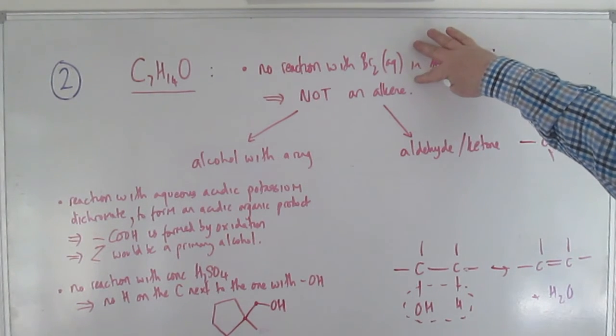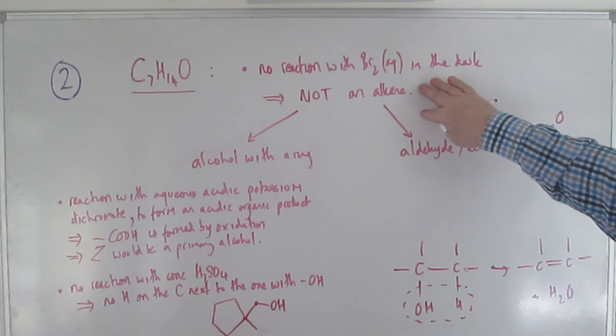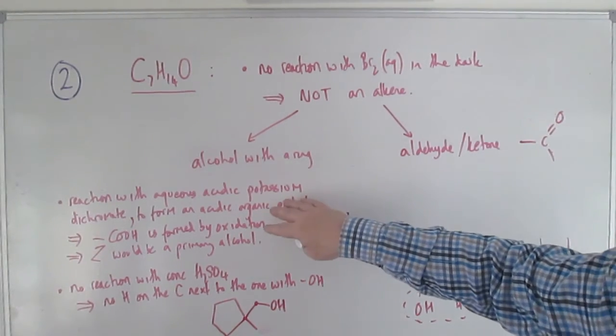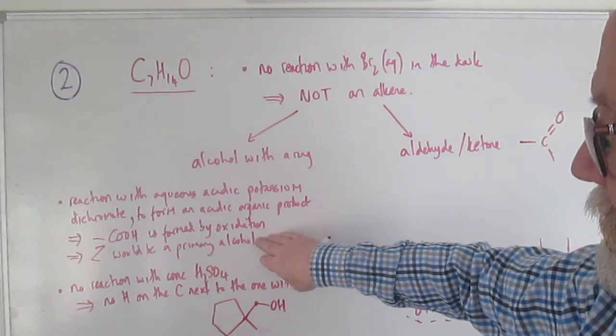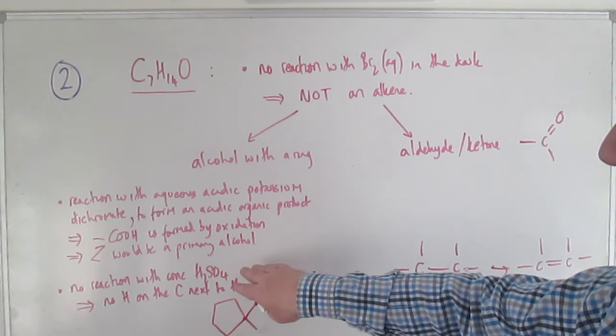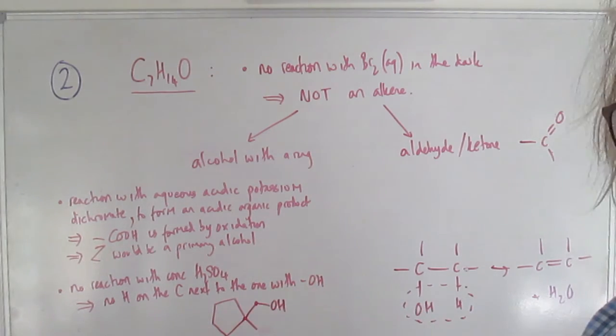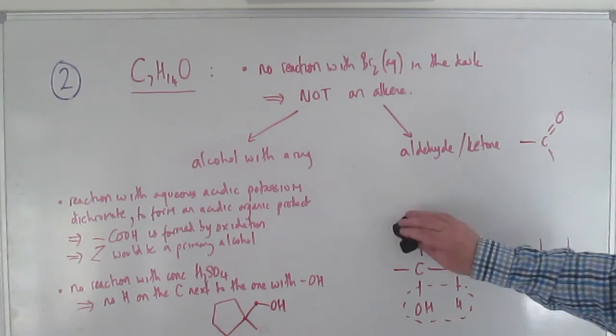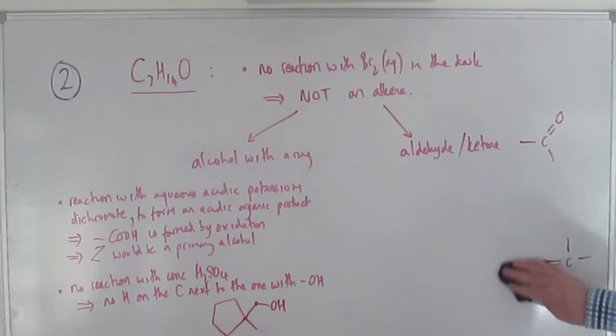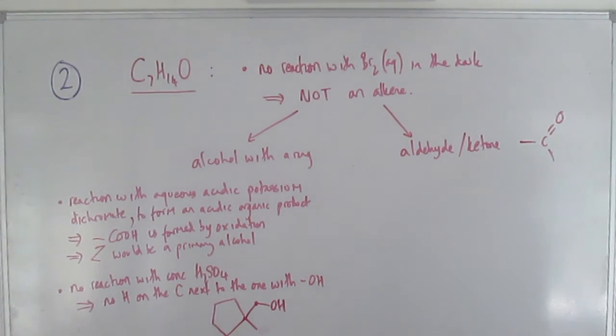Okay, so explain that the lack of reaction with bromine means it's not an alkene. The reaction with dichromate to form a carboxylic acid tells you it's primary, you should be saying that. And the lack of reaction with conc sulfuric acid tells you there's no hydrogen on the next carbon. Explaining clearly what you learn from each piece of information matters. Let's just look at the alternative answer. You don't need to do this. If you've come up with that as a possible answer, then that's fine. You can stop there, because it just asked you to suggest a possible structure.